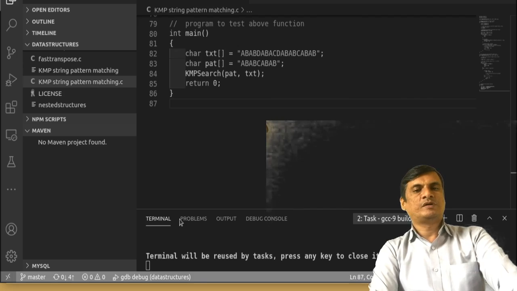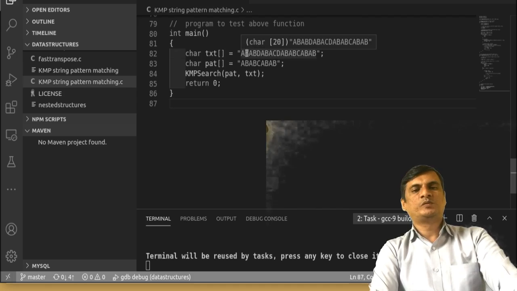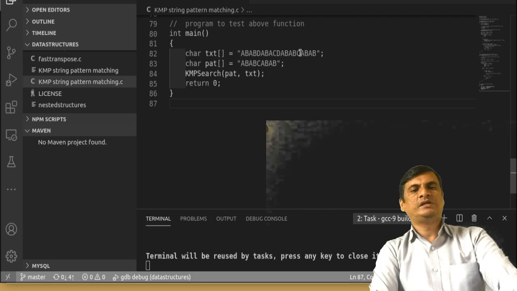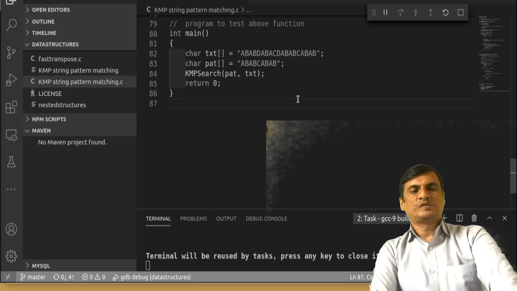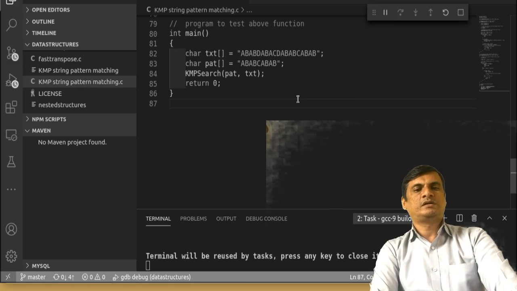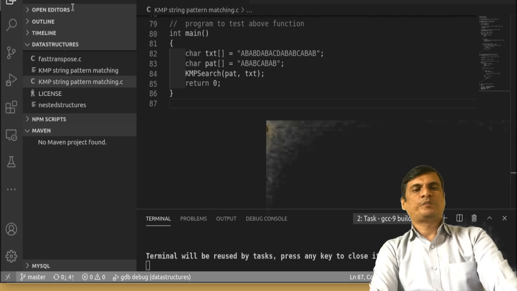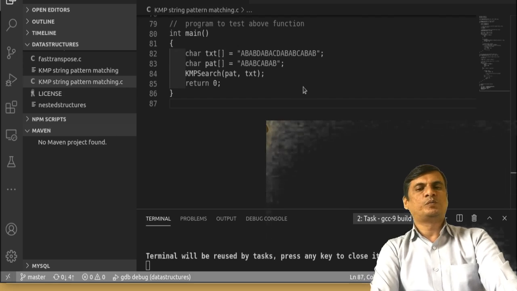Here the program has the original text like this: A, B, A, B, D, A, etc. The substring is going to be like this: A, B, A, B, C, A, B, B, A, B. When you run this program, you get the output like this. You found the pattern at position 10. If you start from here at the 10th position, A, B, C, A, B, A, B, you found it at this particular position. So this is the output of this program.